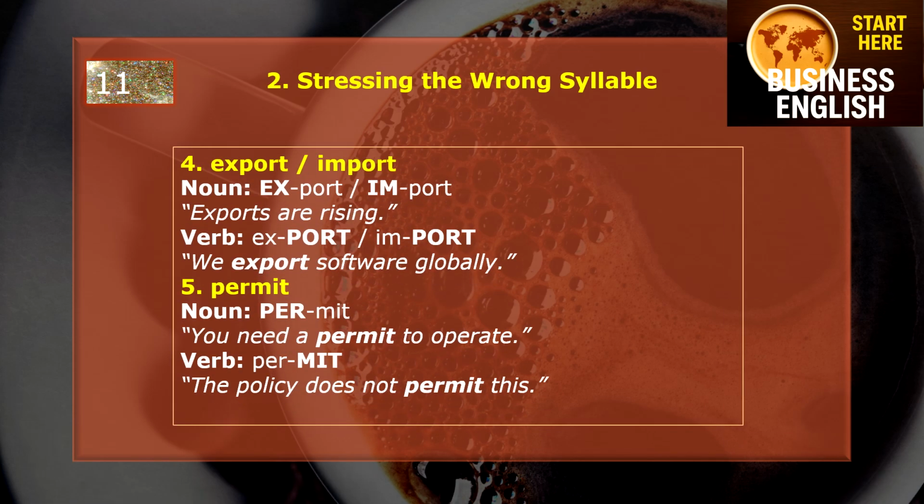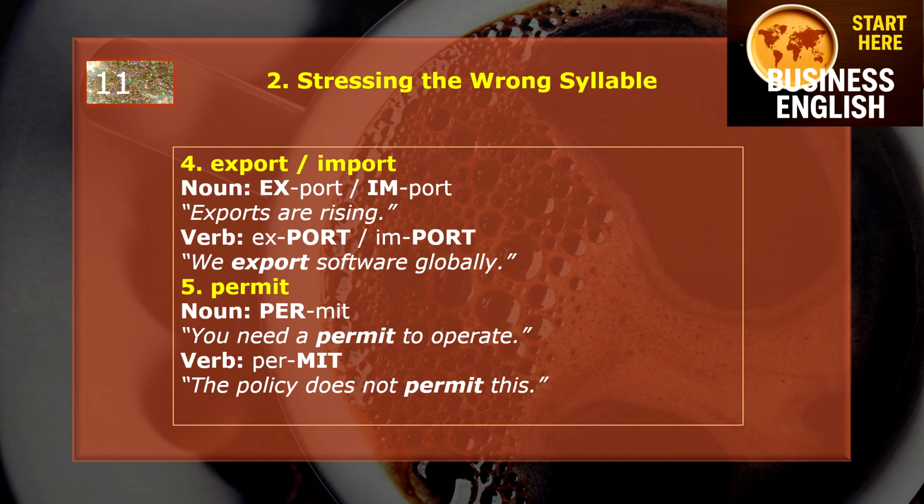So here we have another two examples. Export, import, and permit. So once again, when we stress the first syllable, it's going to be a noun. So, "Exports are rising." And the verb when we stress the second syllable. So, "We export software globally."